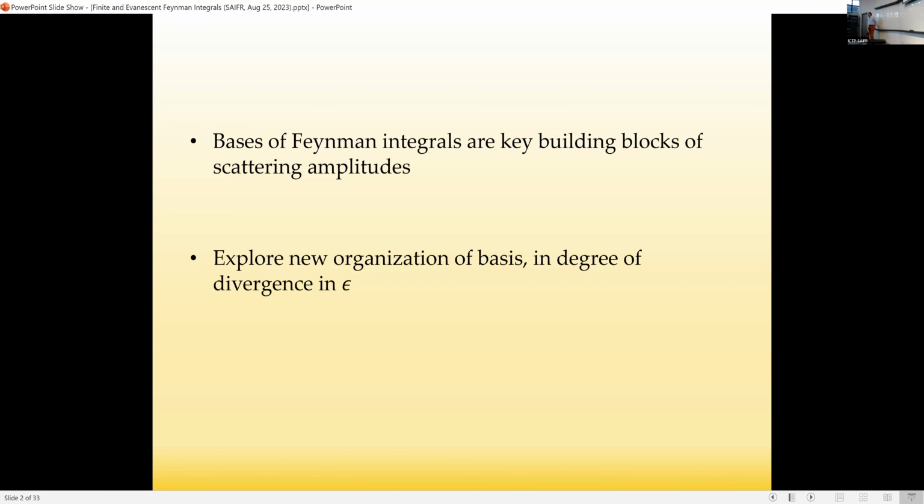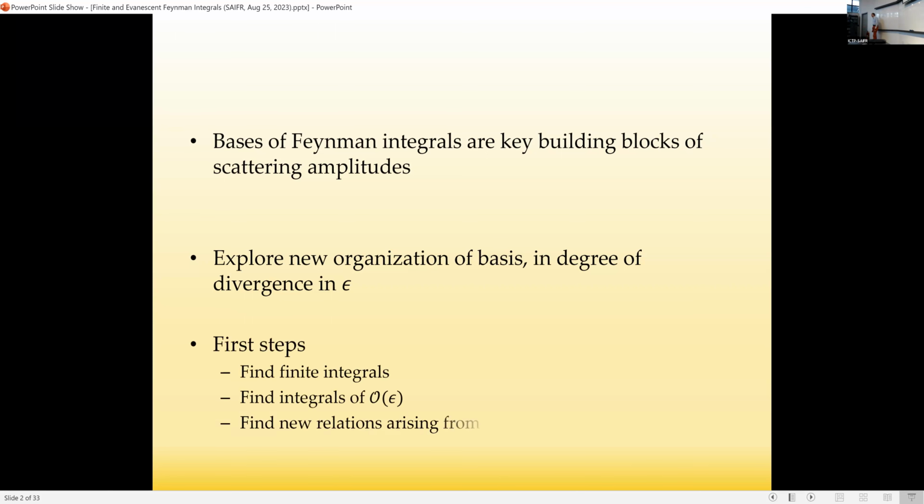And the idea here is to explore a new organization of bases and to try to do that in degrees of divergence in epsilon. That's a very long range program, but the first steps that I'm going to show you today are how to find finite integrals, and also how to find integrals of order epsilon, and just mention that those can be used to find new relations that reduce the number of basis integrals being used. So of course, this is all in the context of dimensional regularization.